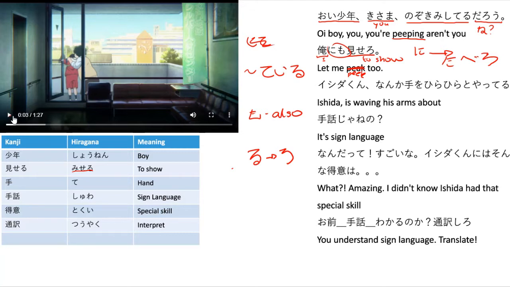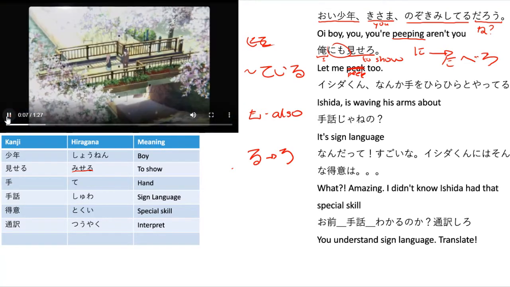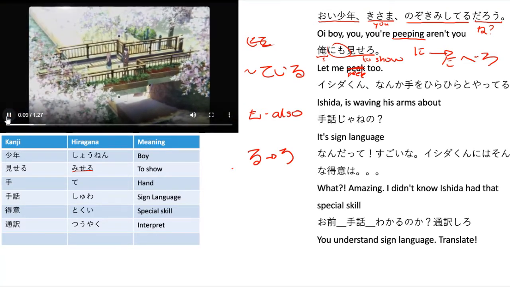Kisama, nozoki mishiteru daro. Ore ni mo misero. Ishida-kun, nanka te o hirahira yatteru. Okay, so obviously Ishida-kun is a name: Ishida, and then kun, which is just a suffix for boys' names.